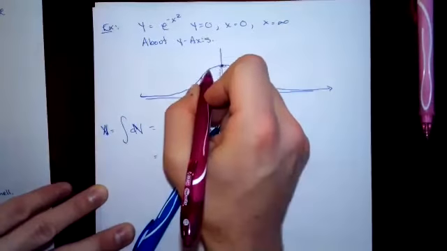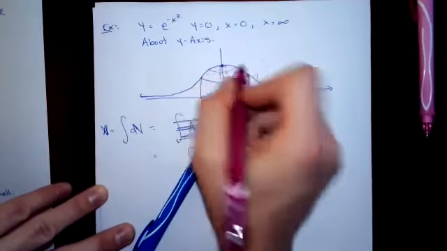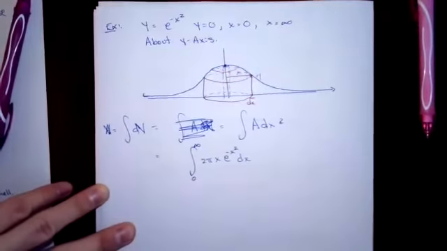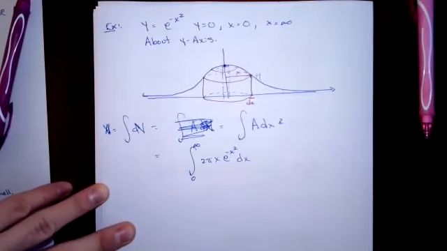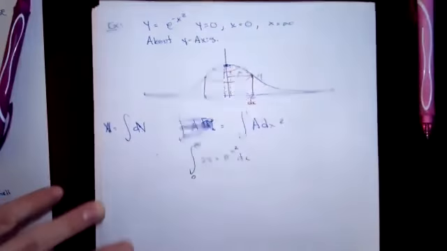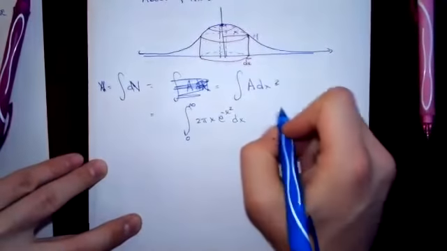Then as I grow these shells, our upper bound is, of course, infinity. And now this is something we can actually do. Let's go ahead and do this one real quick. We can do this with a u sub.